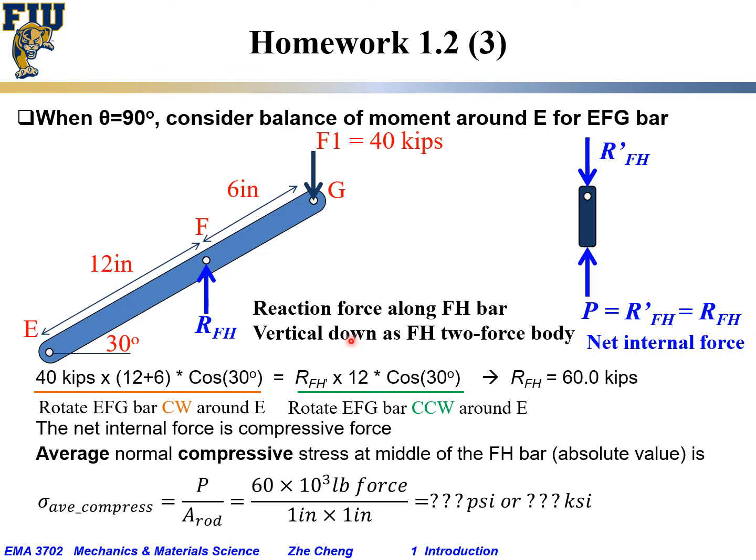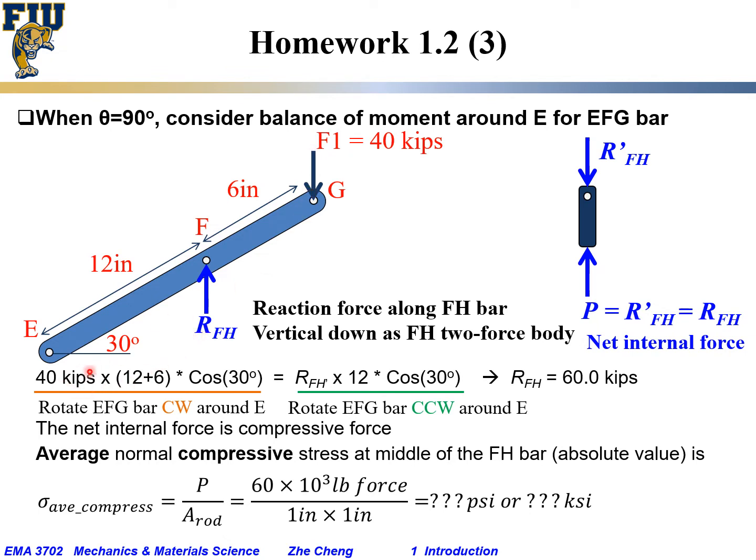Then, similarly, as we said before, the reaction force along the FH bar would be RFH. I draw it pointing upward because F1 is trying to push it down, rotating clockwise. So I draw RFH pushing up, trying to counteract, trying to rotate the bar counterclockwise. Similar to before, the FH bar is a two-force body, which means the force RFH would be vertically along the bar axis. Then let's consider the balance of moment.